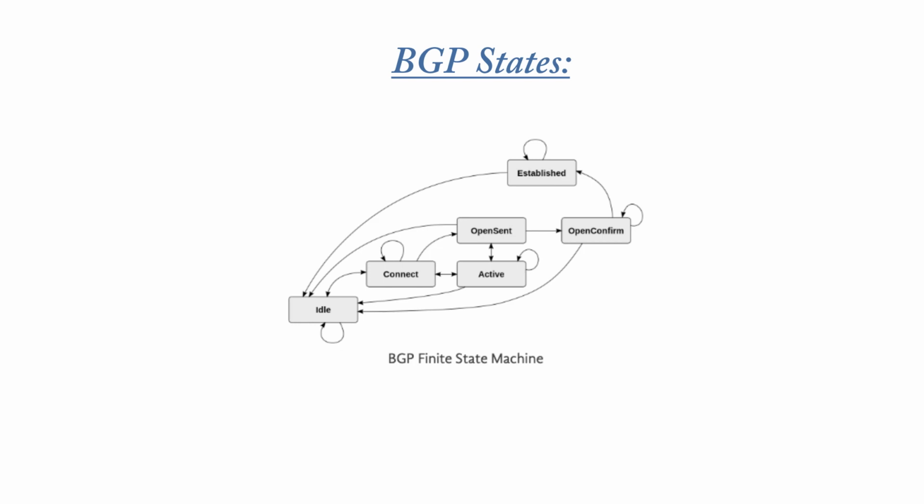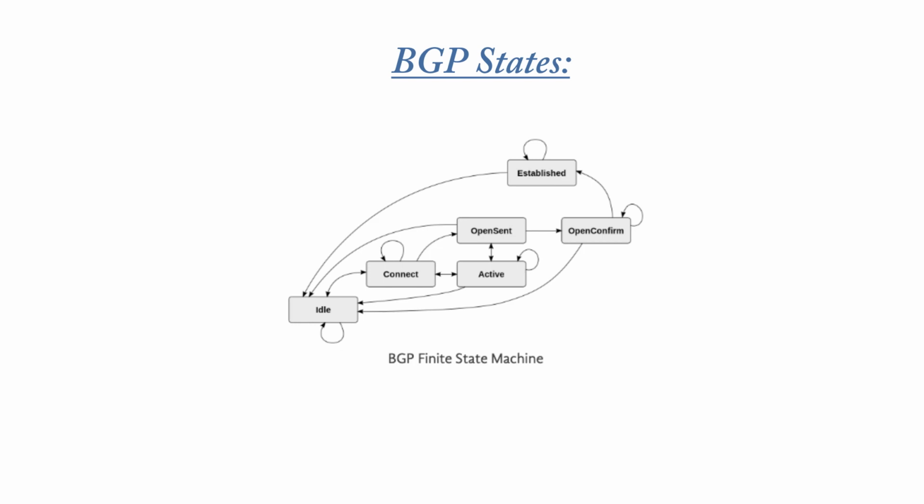Now what happens once it moves to idle state? It will form a TCP connection again. What if the TCP connection is not formed? If the TCP connection is not formed, then it goes from connect to active state. Active state is where there is something called the connect retry timer. Let's say by default it's configured as 60. So after 60 seconds, it will move to idle state and again try to form a TCP connection with the peer.